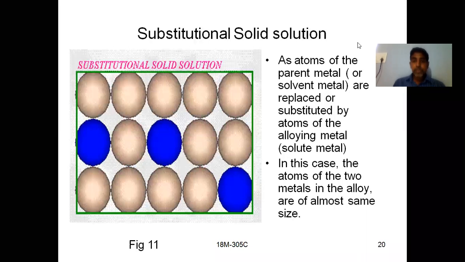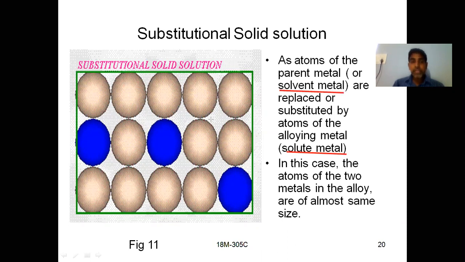See here. What is meant by a substitutional solid solution? A very, very important question in the examination. What is a solid solution? Explain the types of solid solution with neat diagrams, they will ask. See here, substitutional solid solution. First go through these things, then I will explain. The atoms of the parent metal or solvent metal are replaced or substituted by atoms of the alloying elements or the solute. Solute means the minor part and the solvent is the major part.